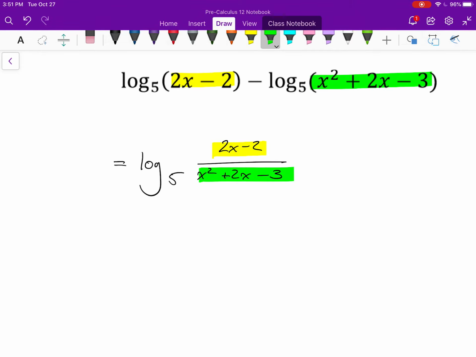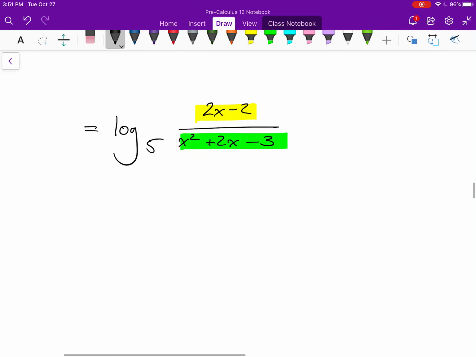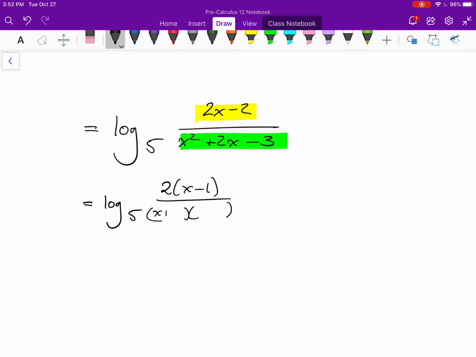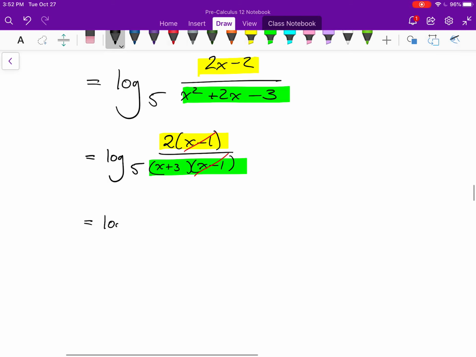However, though, I can factor. If I look inside my logarithm, I have a rational expression. So if I factor the rational expression inside my logarithmic function, I have 2 times x minus 1 in the numerator. And if I factor the denominator, I have x plus 3 and x minus 1. Now I can definitely simplify by canceling out that factor there. And so this must be equivalent to just log base 5 of 2 over x plus 3. And there's other ways I could write this. But I'll just leave it like that.